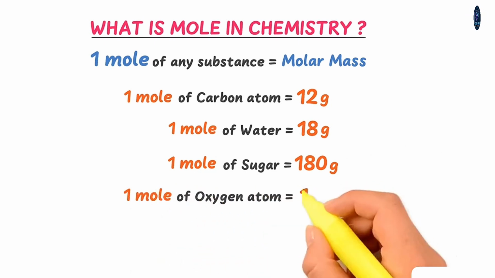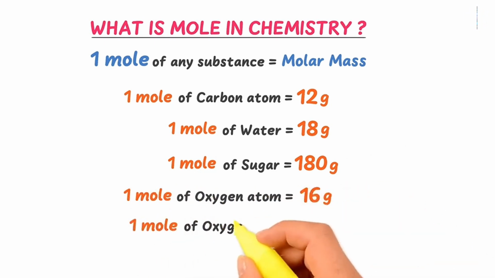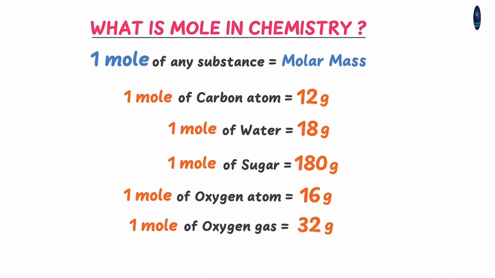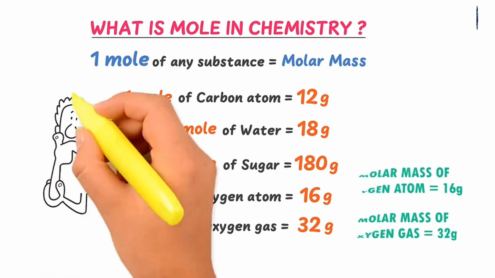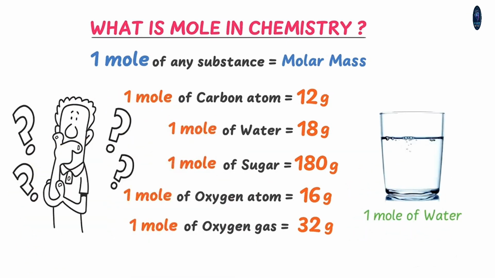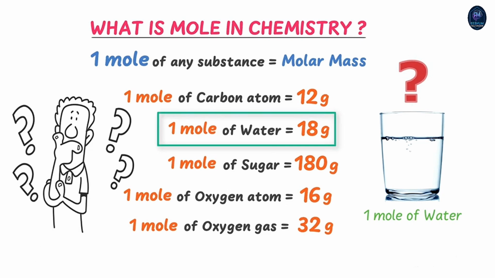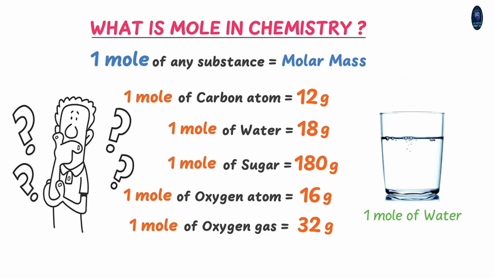1 mole of oxygen atoms is equal to 16 grams and 1 mole of oxygen gas is equal to 32 grams, because the molar mass of a single oxygen atom is 16 grams and an oxygen molecule is made up of 2 oxygen atoms, hence its molar mass becomes 32 grams. Now let's consider that if I ask you to bring me 1 mole of water, how many grams of water will you bring? Well, you will definitely bring me 18 grams of water. Thus remember that 1 mole of any substance is equal to its molar mass.